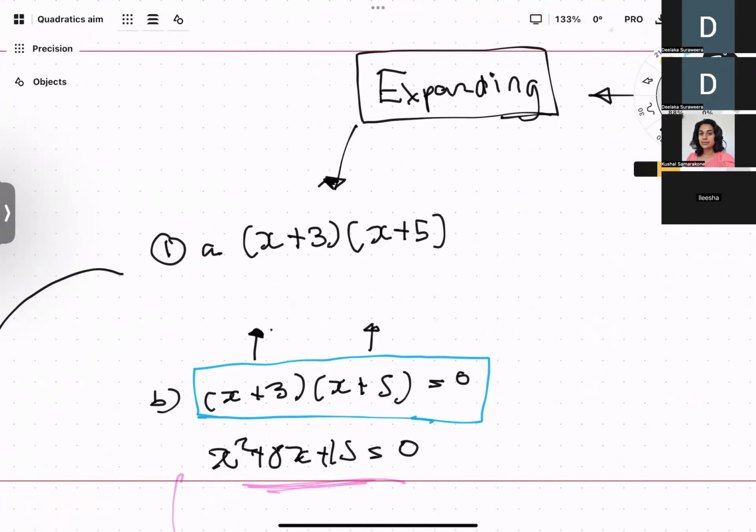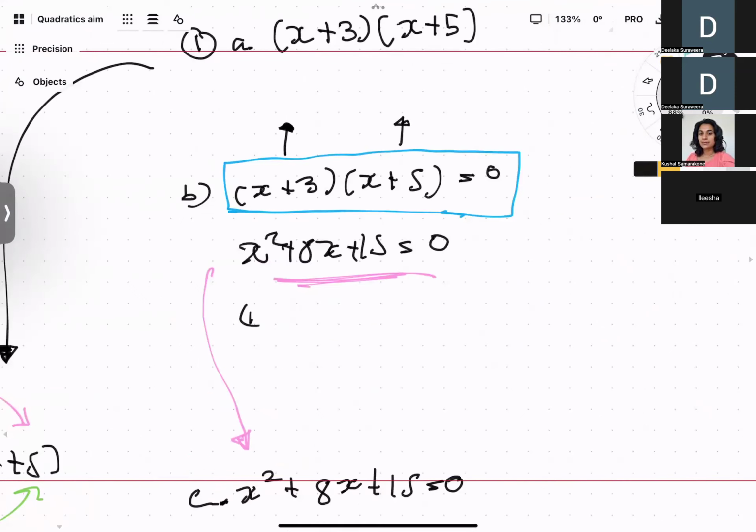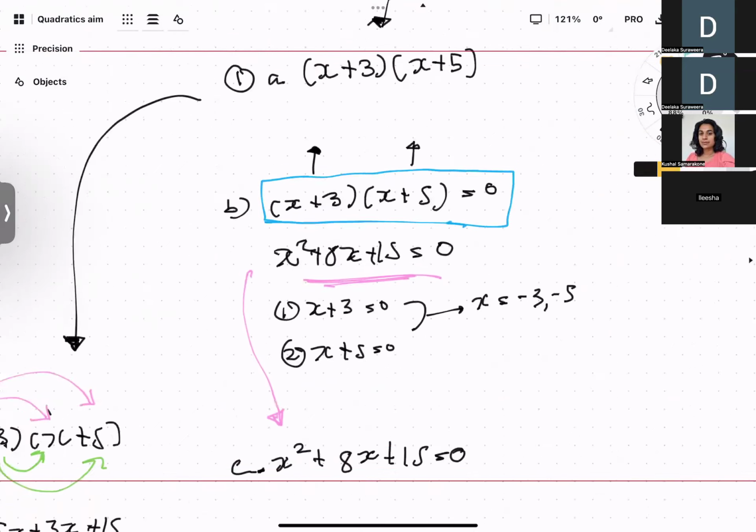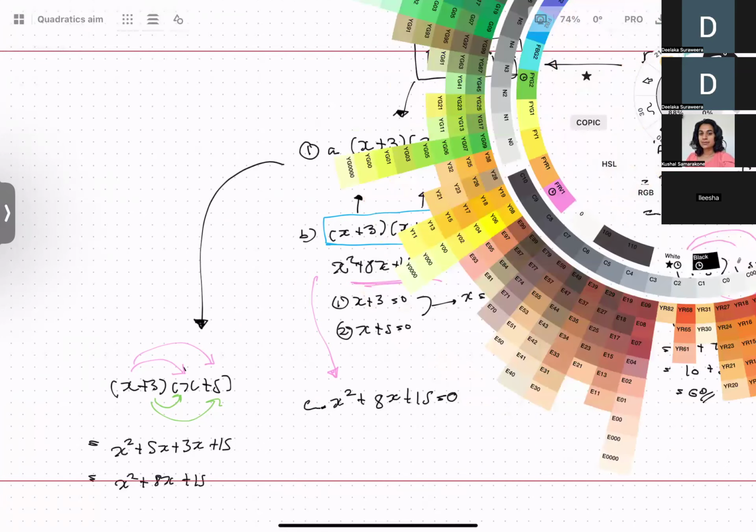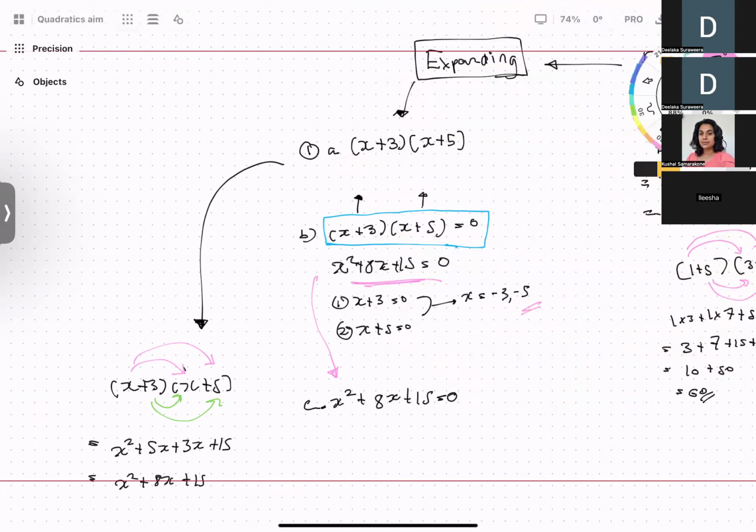So instead, what you do is just go x plus 3 is 0, first answer. x plus 5 is 0. Of these, x equals negative 3, and then you're done. Any questions with this? Okay. There's null factor law that comes into here.